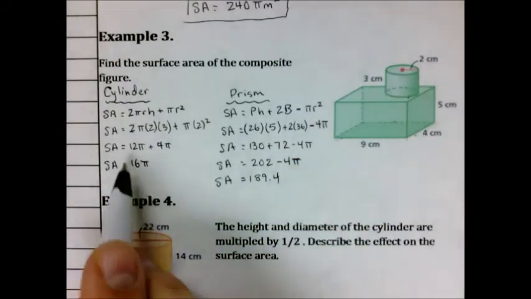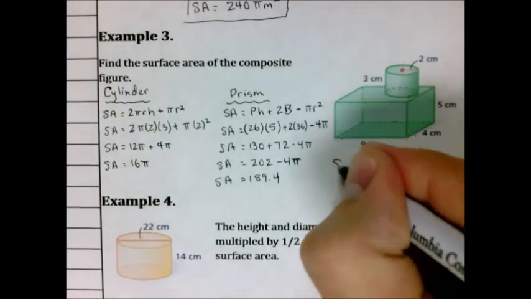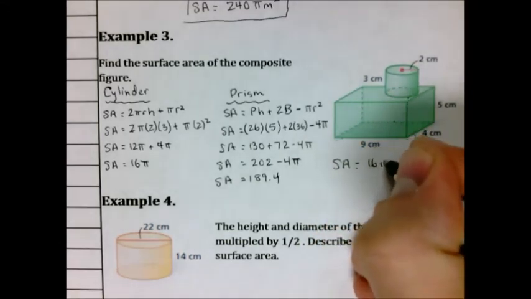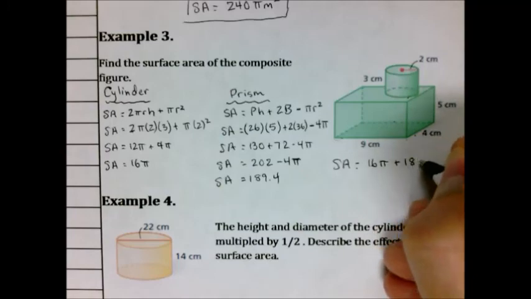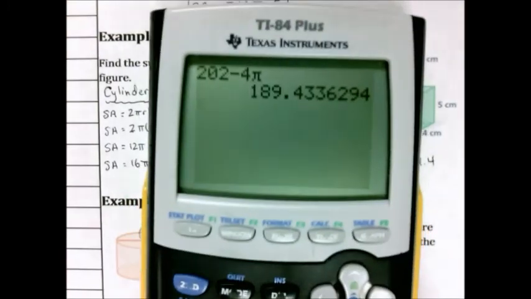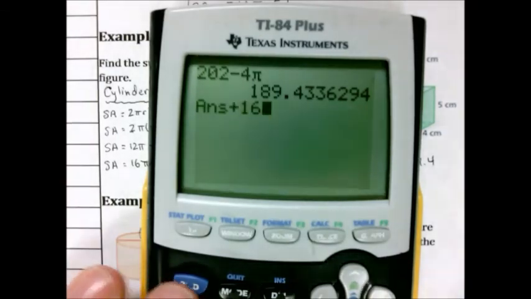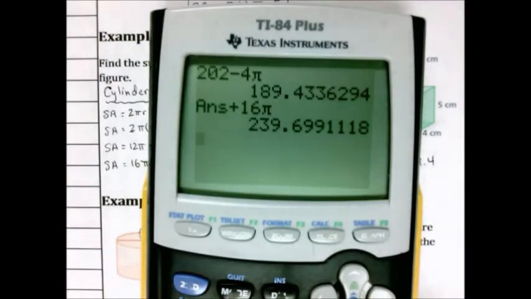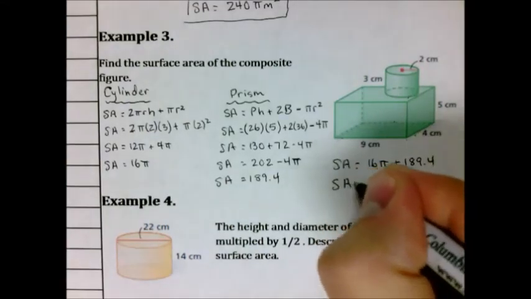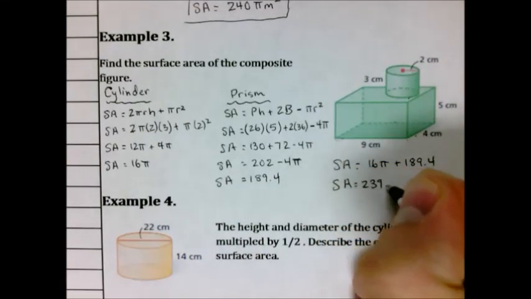Now we just have to combine this. Okay, so our surface area of this composite figure is 16 pi plus 189.4. So let's go ahead and just add this to 16 pi, and we end up getting 239.7. So our surface area is 239.7 centimeters squared.